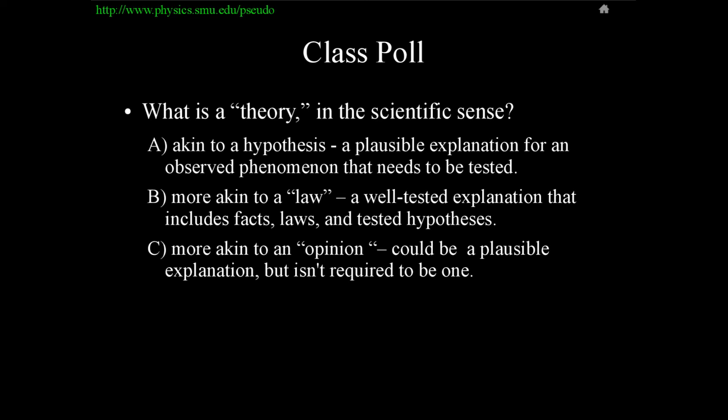So from my scan of the room, keep them up, but from my scan of the room, I see maybe half are B, and then there's a few C's, a few A's, but most are B, it looks like. What do you think, John? Yeah. Okay, that's more B's than anything else. So I'd say the majority of people, at least half, selected B, more akin to a law, a well-tested explanation. But there were some A's and C's. A is more akin to a hypothesis, so maybe just a synonym for hypothesis. C is more akin to an opinion, even weaker than a hypothesis, okay?